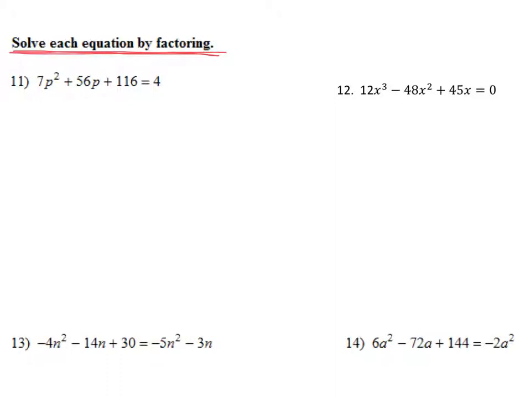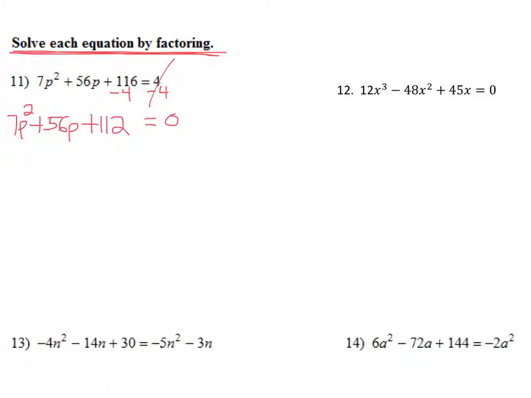So for number 11, all I have to do is I need to get rid of this 4. So in order to get it to equal 0, I'm going to subtract 4. So I subtract 4 here, so I have it set equal to 0, and then I subtract 4 from the 116, and that's going to give me 112. So on the left side, I have that quadratic trinomial of 7p squared plus 56p, and then plus 112. And then we're really going to basically factor it. I have a quadratic trinomial, so we're kind of finding the zeros, or the x-intercepts for this equation.